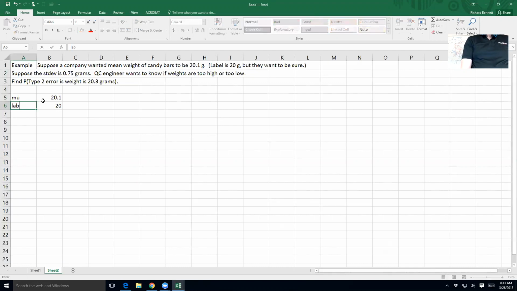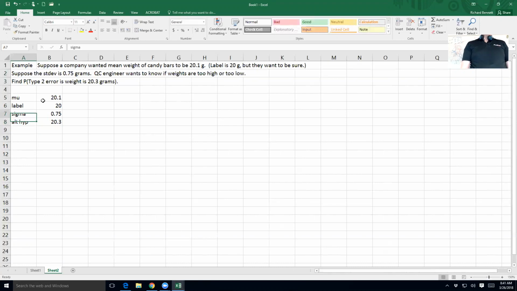Okay, what's 20 grams? It's your label claim, and it's actually useless information. Well, not useless, but it's not helpful for our problem. Okay. What's 0.75? Which standard deviation? This is our sigma, right? Okay, we're assuming that's a population. QC engineer wants to know if weights are too low or too high, and the probability of a type 2 error given the weight is 20.3 grams. Okay. So what's 20.3? That's going to be our alternative hypothesis.